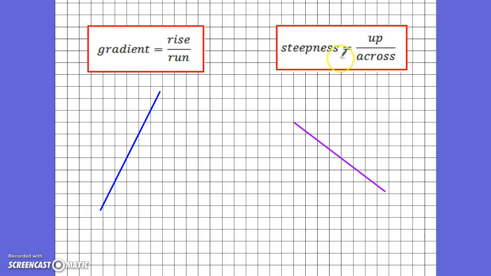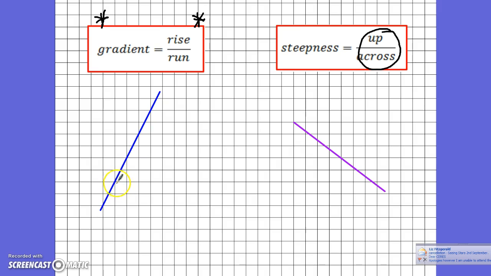So what we've done there is talk about how far up and how far across. You'll also see it written as rise over run. The gradient is rise over run. So this is a really important formula. This is how our book explains it, but you can just think about it as how far up, how far across.